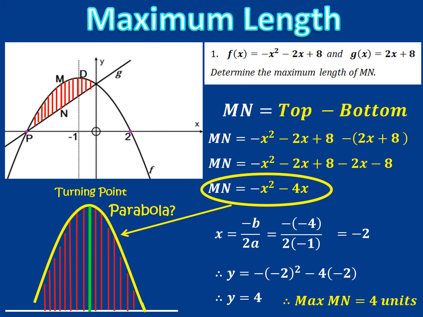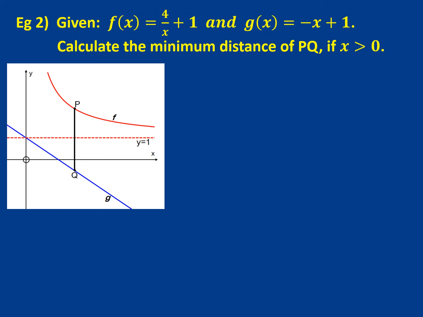Let's take another look. In example 2, we are going to calculate the minimum distance of PQ, which is the distance between a hyperbola and a straight line. Now our method is going to be exactly the same if we want to calculate minimum distance or maximum distance. We still use the equation top minus bottom. So the distance PQ will be the top graph minus the bottom graph.